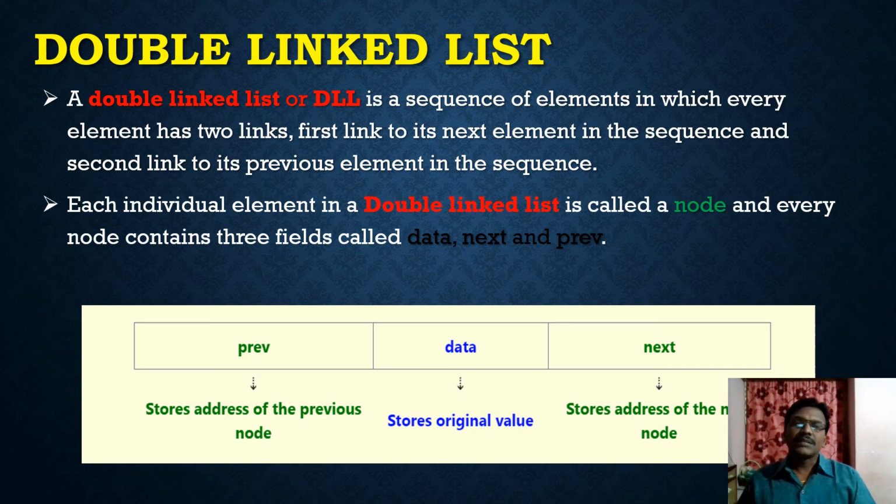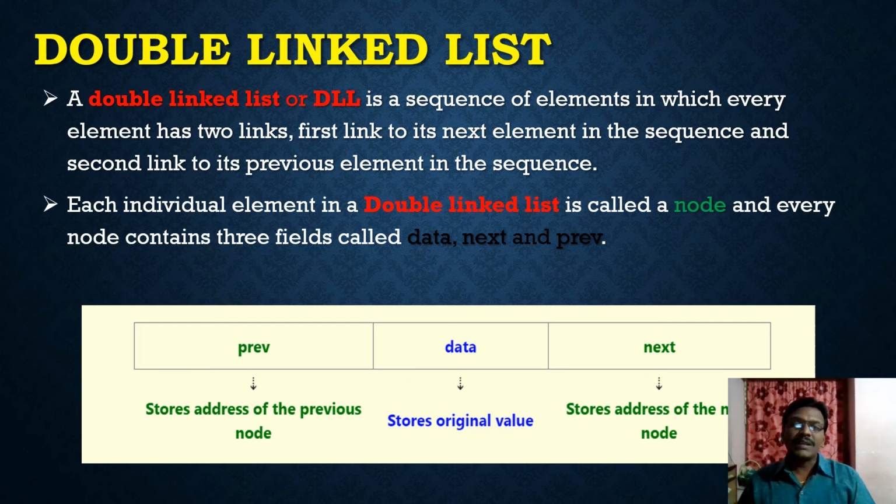It means the singly linked list also has fields, that is, one is data and another one is the next field, which represents the next node address. In a doubly linked list, the two links are used for the previous address and the next node address.